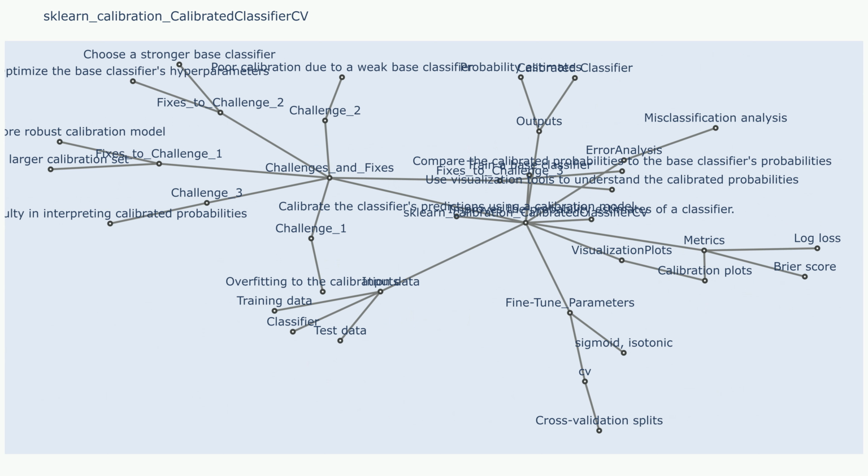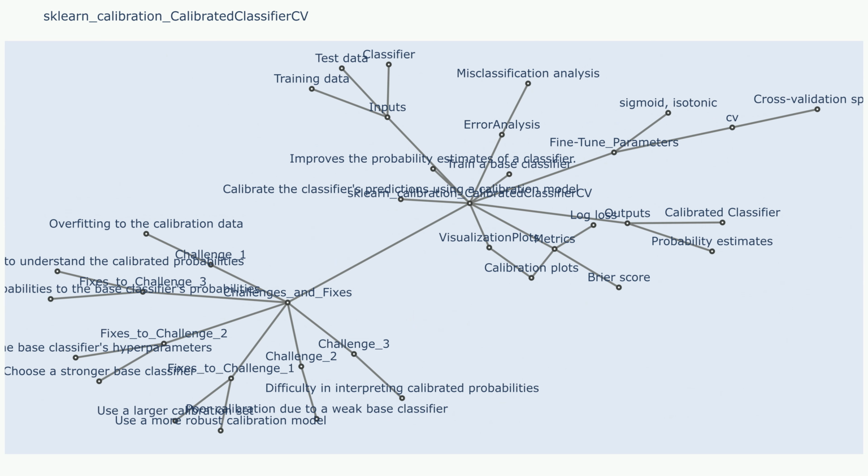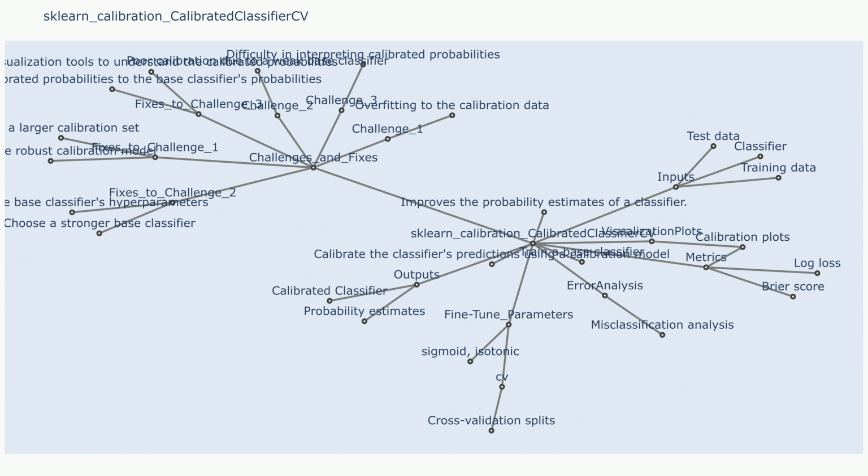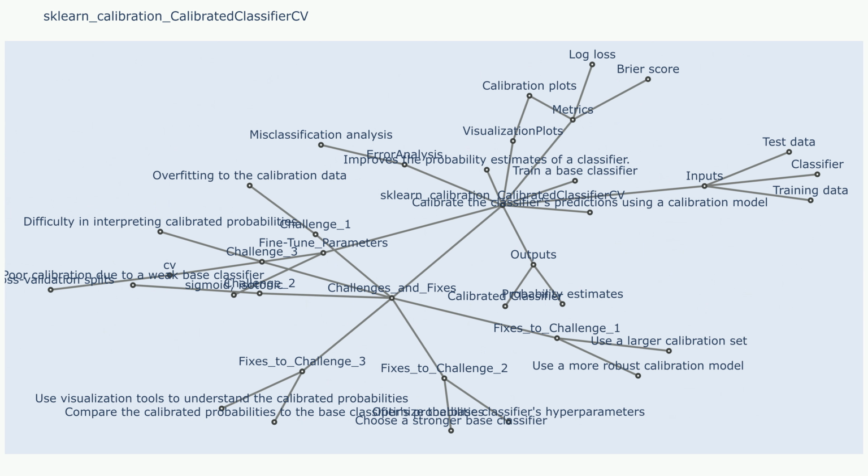Calibrated probabilities: the calibrated probability estimates output by the calibrated classifier. Steps: train the base classifier on the training data. Split the training data into folds using the specified cross-validation strategy. For each fold, use the trained base classifier to predict probabilities on the held-out data. Fit the chosen calibration model, sigmoid or isotonic, on the predicted probabilities and the true labels of the held-out data. Apply the fitted calibration model to the predicted probabilities of the entire training data to obtain calibrated probabilities.